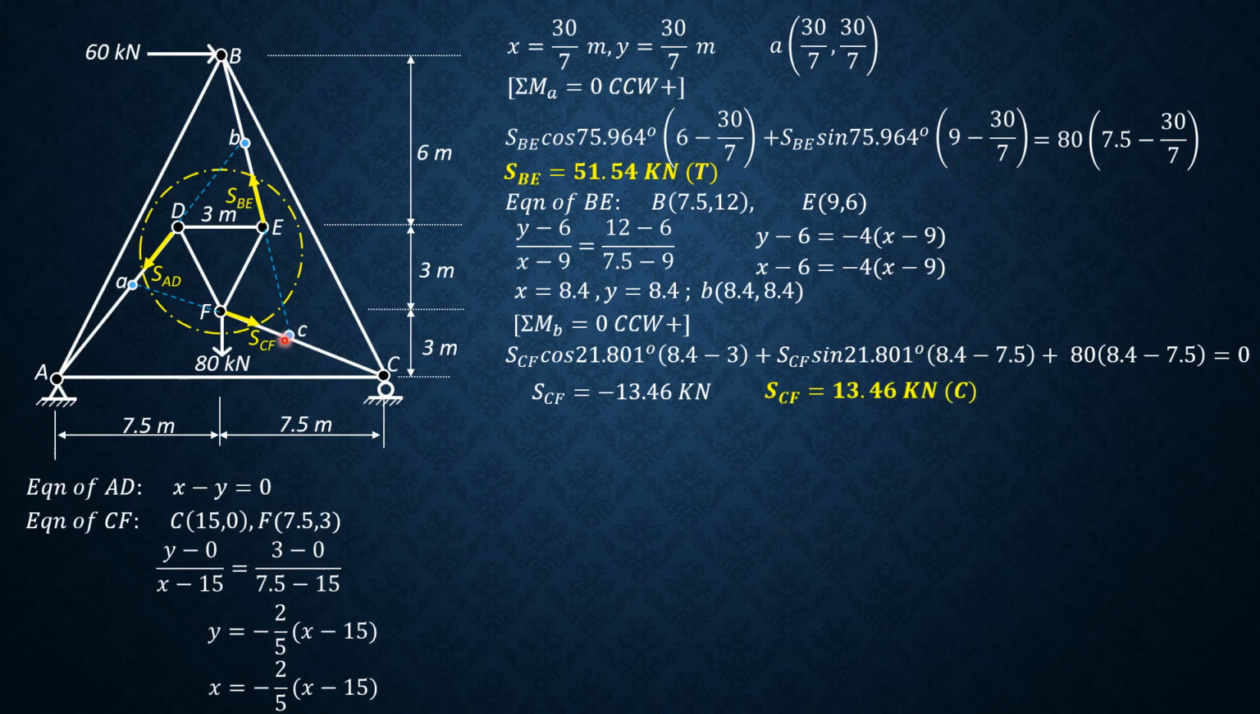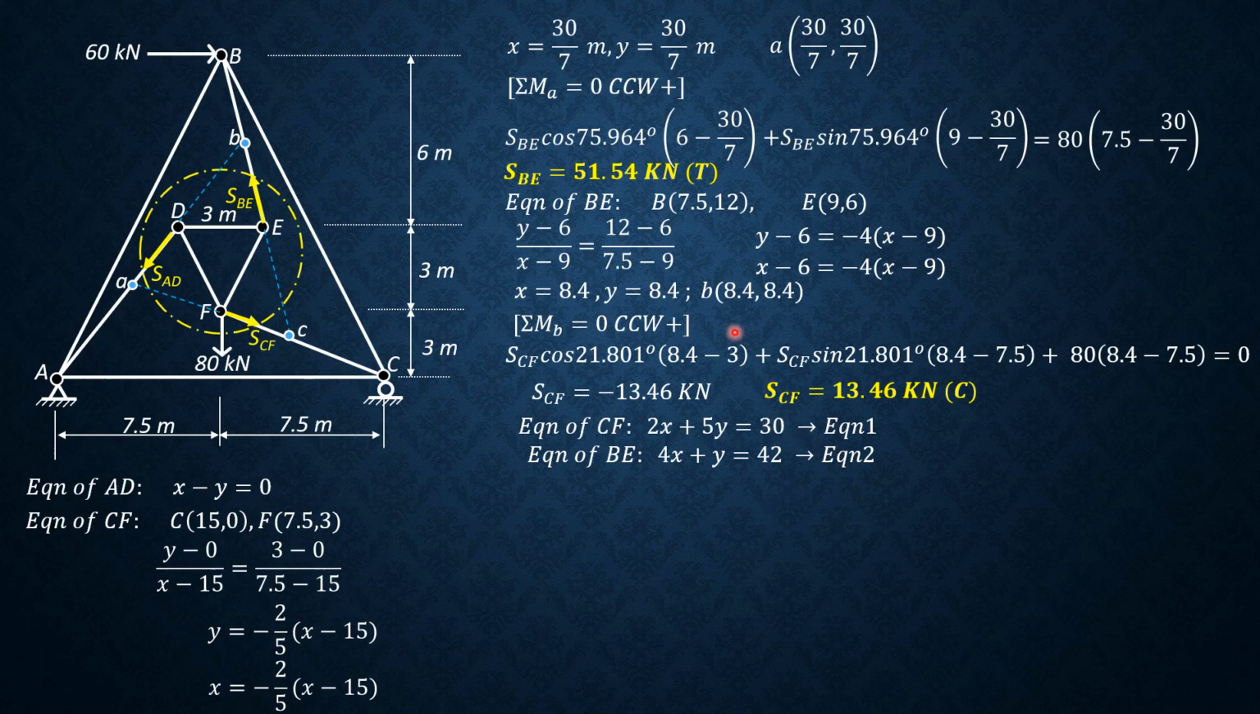And finally, let's locate C. We already found the equation of BE. We only need the equation of CF, where C is at 15 comma 0 and F is at 7.5 comma 3. So this is the equation of CF. CF is here. So y equals negative 2/5 of quantity x minus 15. If we simplify this, negative 2x to the left, so 2x plus 5y equals negative 2 times negative 15 equals 30. So that's the equation of CF.